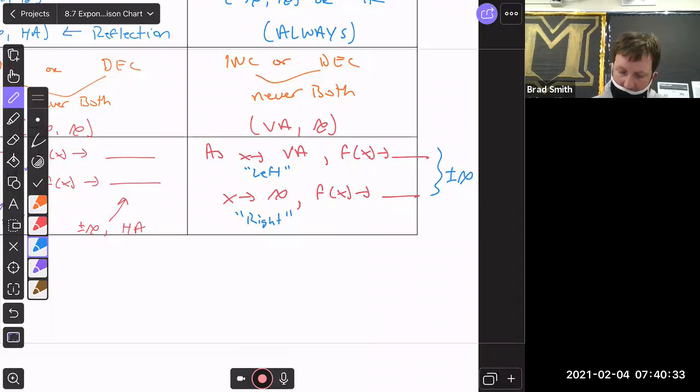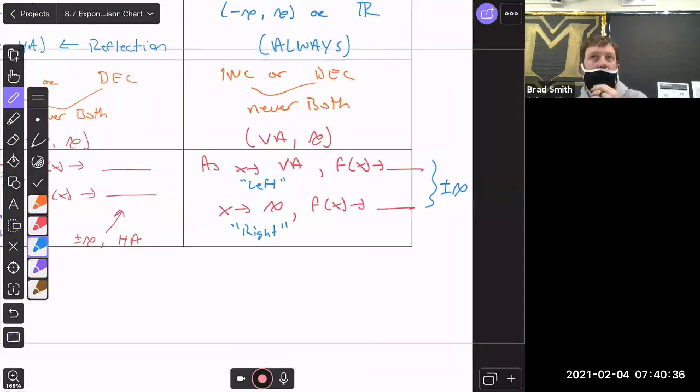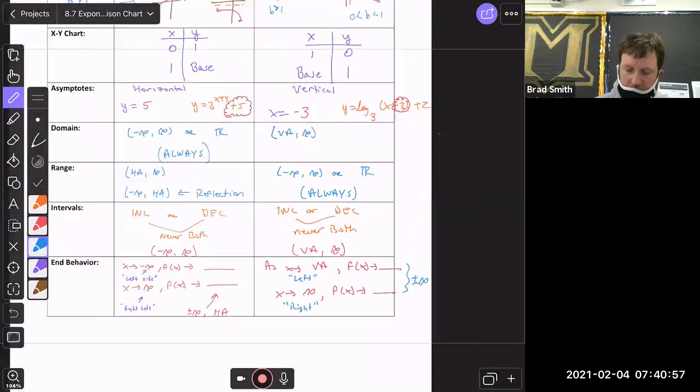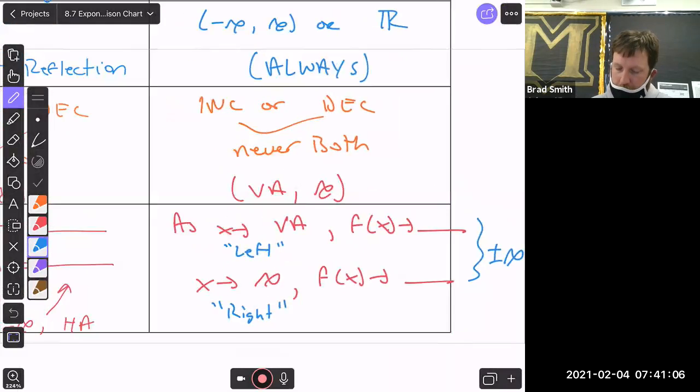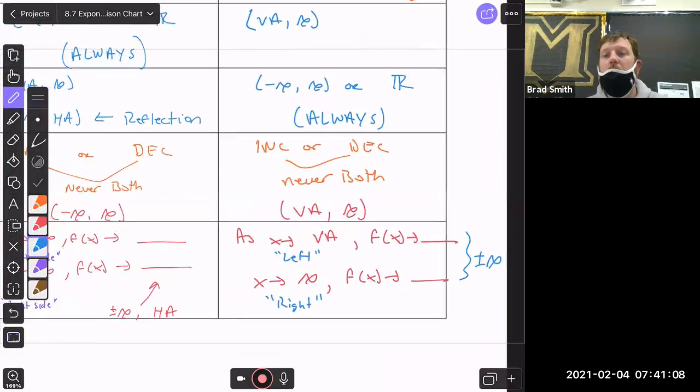All right. I like this chart. I'll give you a second while it zooms in. Anybody got any questions? I think this chart is very useful, especially since your test is graphing and it's going to be open notes. You've got everything in one spot. I can zoom in on whatever I need to. So make sure you have it and make sure you're good with it.